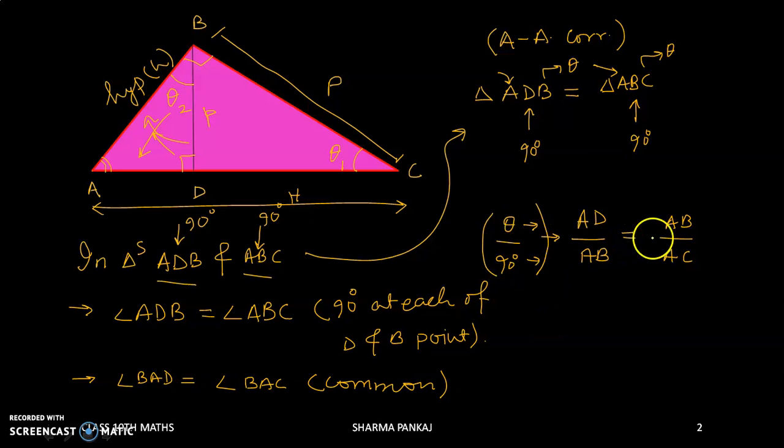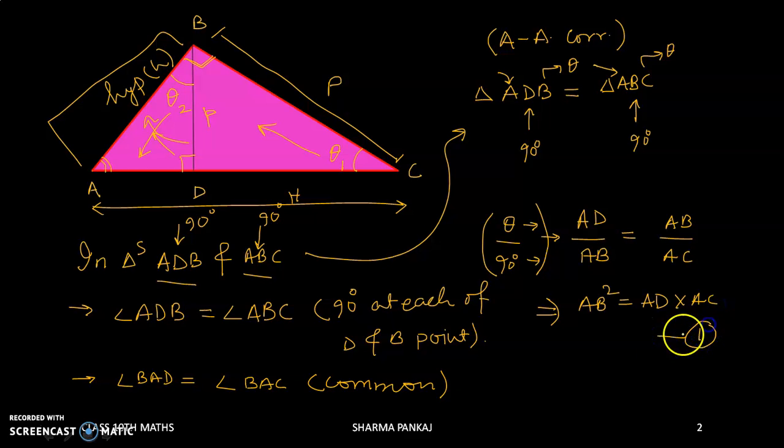Okay. See this AB in a bigger triangle. AB is in a bigger triangle. This is your AB, which is opposite to theta and opposite to 90 degree. This opposite to 90 degree is your AC, the hypotenuse. Now what we are going to do from this, it is equal to AB square is equal to AD into AC. Call it equation number 1.